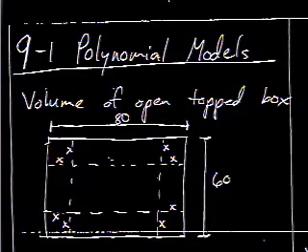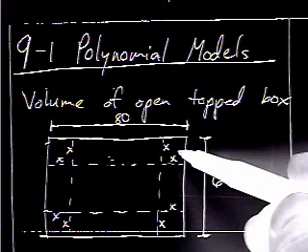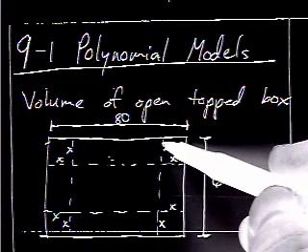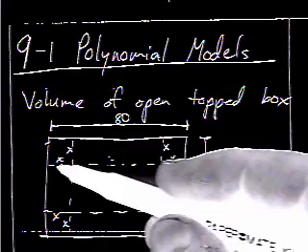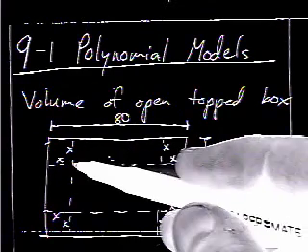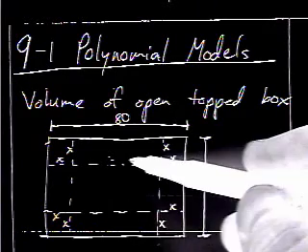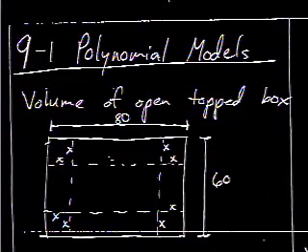9.1 Polynomial Models. We start off in this section talking about a particular example of taking a sheet of cardboard or metal and transforming it into an open-topped box. So what we would need to do is cut out square corners down here, and all the corners need to be cut out so that you could fold along these lines. So this would be more of a sheet metal example, I guess.